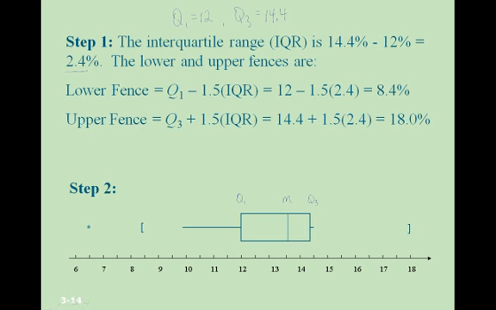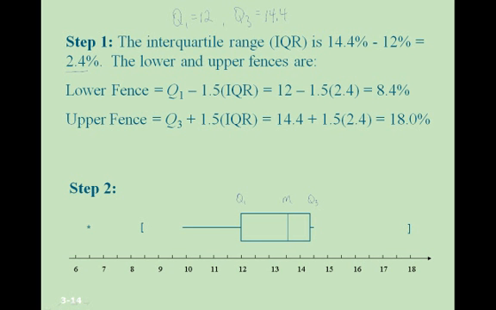Then we will draw our line from Q1 to the smallest data value that is greater than the lower fence. So we draw our line down to 9.9, and then we draw a line from Q3 to the largest data value that's smaller than the upper fence. So the largest data value is 14.5. And so we have our whiskers here.